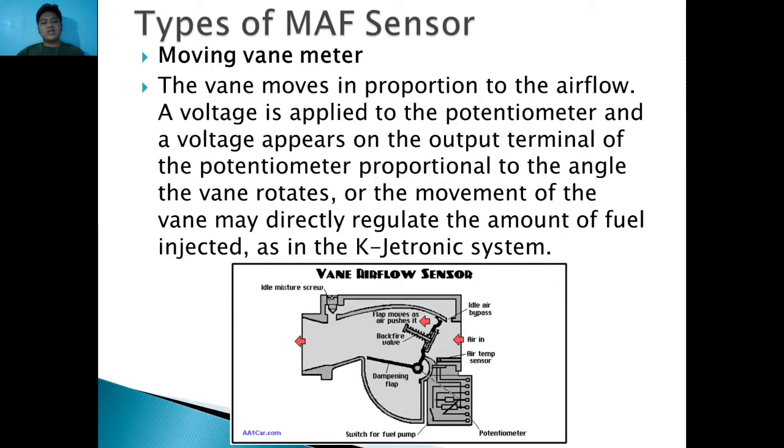in the K-Jetronic system. So if you have seen a fuel sensor, it also works like that, where it has a potentiometer, and as the fuel slowly drops, the output signal sends it to the fuel gauge. But in a MAF sensor, it tells the mass of air flowing inside the air intake manifold to the ECU to determine the fuel to inject into the engine.